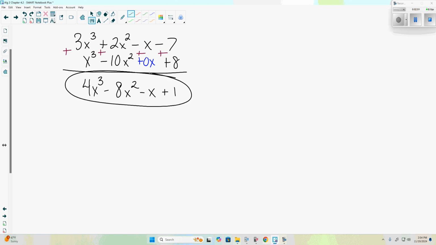That's it. So we just set it up and combine like terms. Questions on this here? So we'll see horizontal here in a second. So any questions on vertical, how we added these vertically?